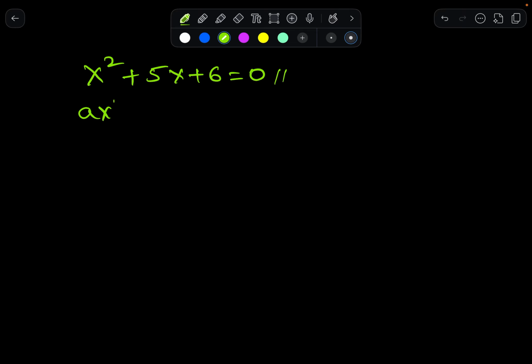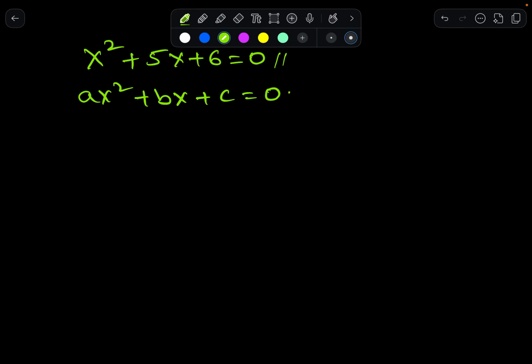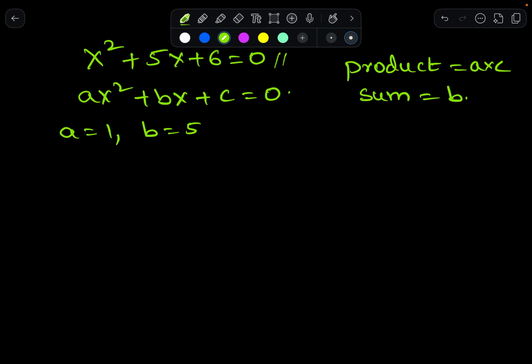To solve this equation, let's compare it with ax square plus bx plus c equal to 0. Now we have to find two numbers such that their product is equal to a into c and their sum is equal to b. In this case, a equal to 1, b equal to 5 and c equal to 6. So we have to find two numbers such that their product is equal to a into c, which is 6, and their sum is equal to 5.